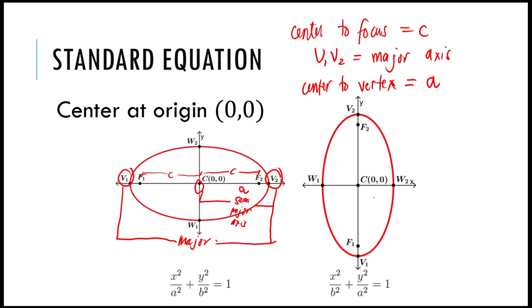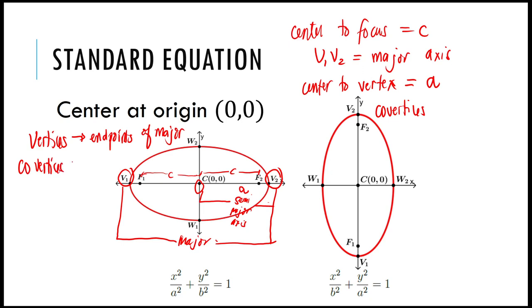Kung meron po tayong major axis, meron din tayong minor axis. Ano naman yung minor axis? As you can see, meron tayong vertex, di ba? Meron tayong hangganan doon sa major axis, pero meron din tayong hangganan doon sa minor axis. Ang tawag po natin dito sa points W2 and W1 is the co-vertices. Tandaan po natin yan, ha? Ang vertices are the endpoints of the major axis. Yung co-vertices are the endpoints of the minor axis naman. So, yung mas maikli. Okay?